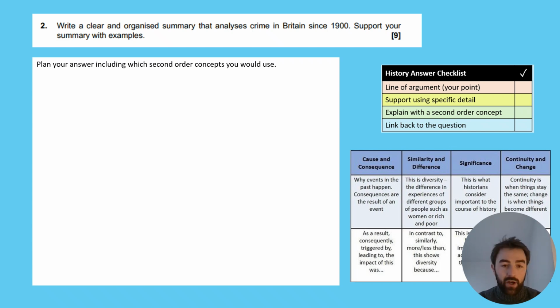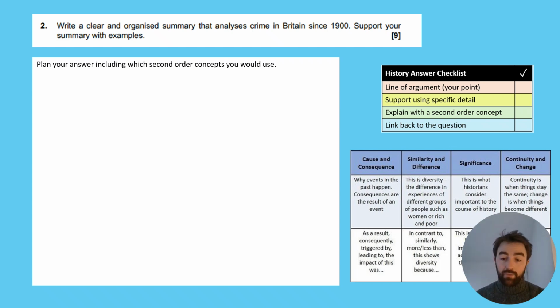Then you'd link back to the question and say, therefore, one of the main reasons crime has changed in the time period 1900 to now is terrorism, or the development and changes within terrorism. There you go. That's how you might model that process. Now you'll be thinking, oh, that's really similar to the 10 marker and the 18 marker.